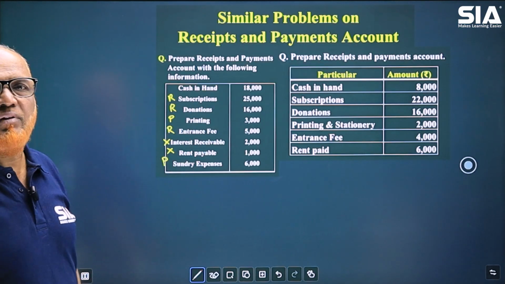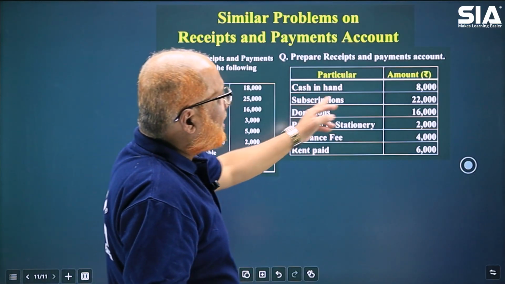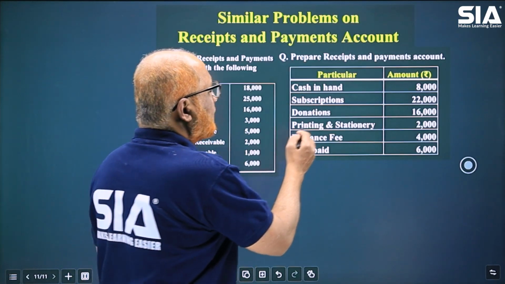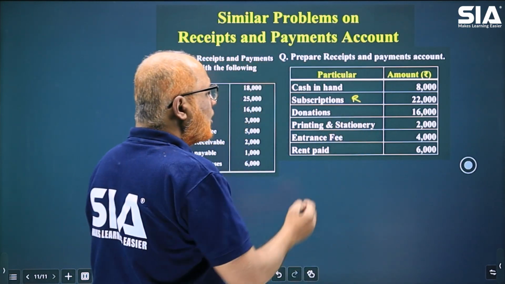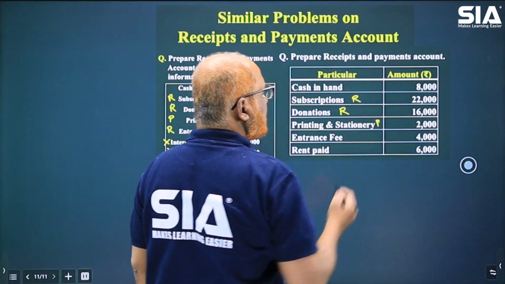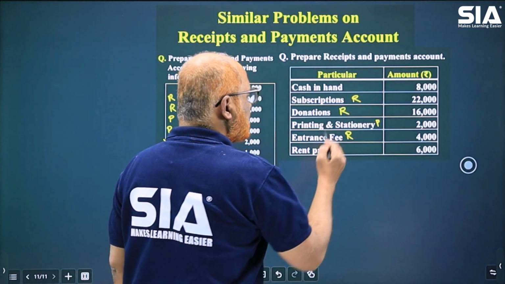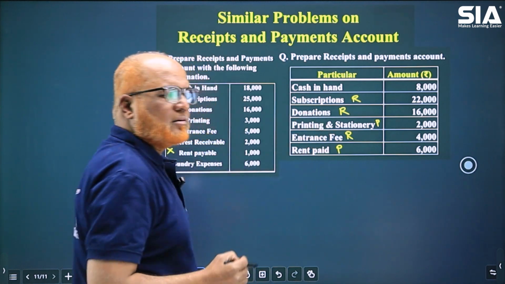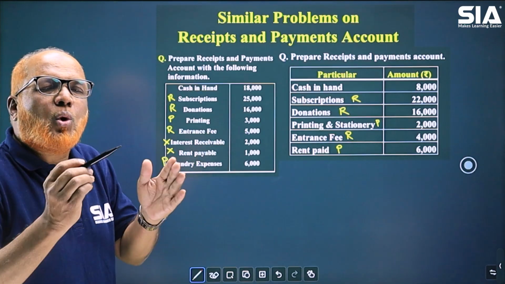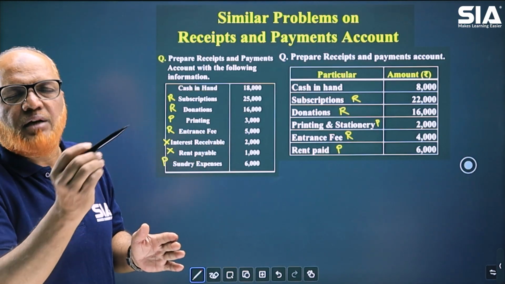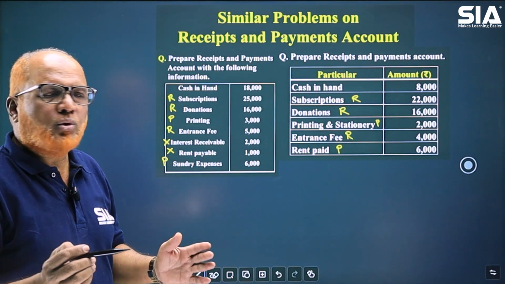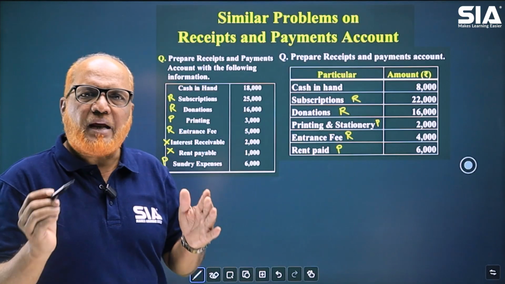Similarly, one more problem I am giving you for your practice. Cash in hand is 8,000. Opening cash, debit side, to balance brought down. Subscription is a receipt. Donation is a receipt, debit side. Printing and stationery are payments. Entrance fees is a receipt. And rent paid is a payment. That's all. By taking all these receipts and payments, finally you can find out the closing cash balance. Credit side, by balance carried down, the balancing figure. That's it. So you can do these 2 problems as your practice problems.